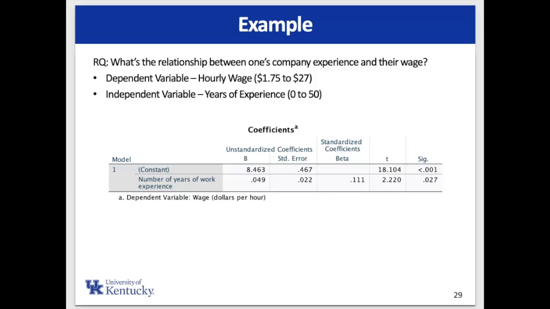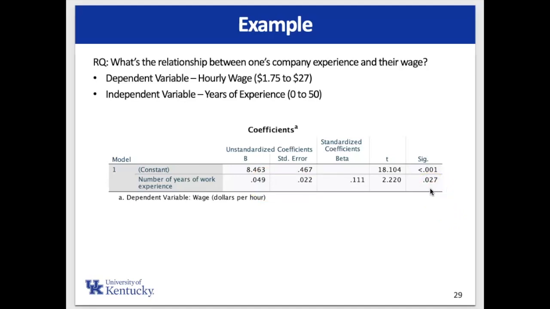In this case, the research question is, what's the relationship between one's experience and their wage? Our dependent variable is the hourly wage, and the independent variable is years of experience. By just looking at one independent variable, years of experience, we would see that it is a positive relationship. The more years you work, the higher your hourly wage, and our coefficient is 0.049, and it is statistically significant at the 0.05 level.